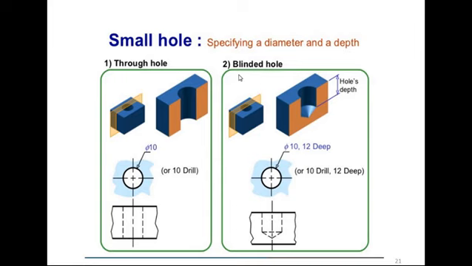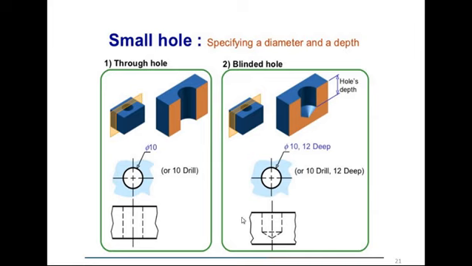Sometimes there may be a blind hole. A blind hole means there is no through hole; the hole is not throughout. There is some hole depth. So we show diameter 10, 12 deep. Sometimes we can show it here, or we keep a note here: diameter 10, 12 deep. This is one view and this is another view. This is a top view and this is a front view. In the top view we can mention that this is diameter 10 with 12 deep.